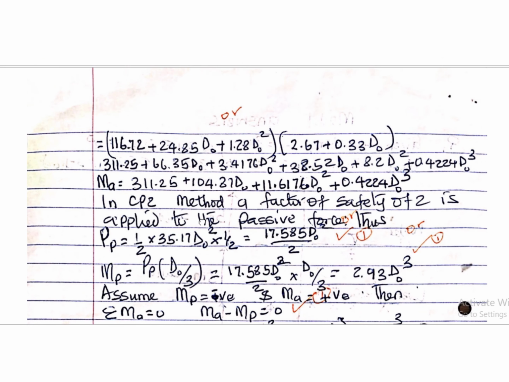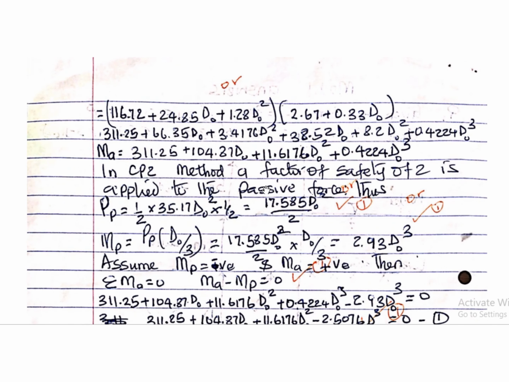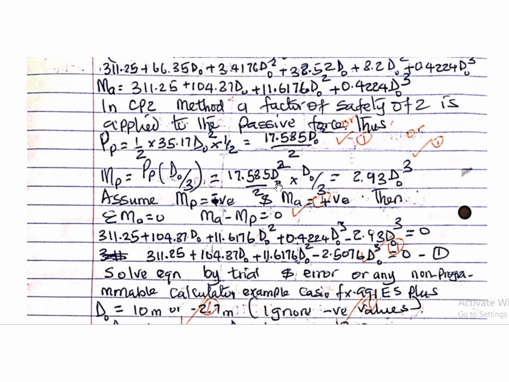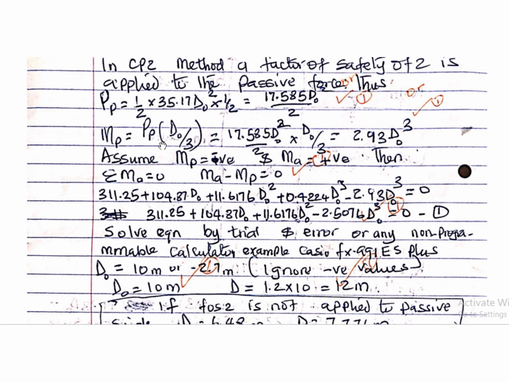So in the CP2 method, again, we have to apply a factor of safety of 2 to the passive side. So the actual value here should be 35.17 d naught over 2, because we need to apply a factor of safety of 2 for the passive resistance. So this is what we do here. Half base times height. Height is d naught, but times a factor of safety of half. So that's the idea there. And the moment is the force times the moment arm, d naught over 3. That gives us 2.93 d naught cubed.